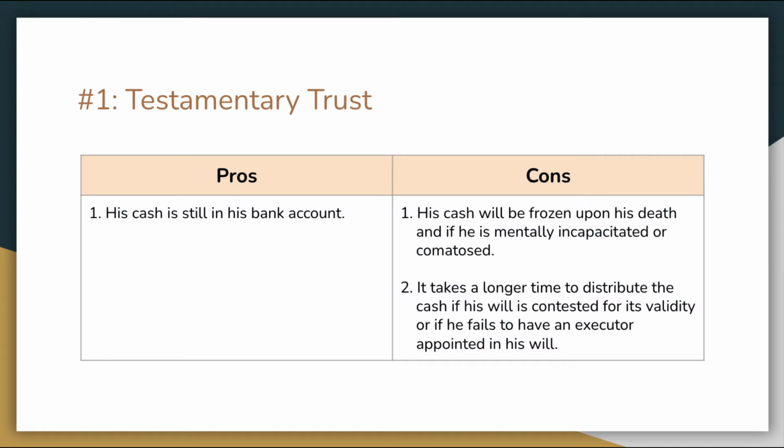So the good thing about having a testamentary trust is that Aaron can still freely use his cash as long as he is healthy and able, because his cash is still in his bank account. But the drawbacks are, number 1, his cash will be frozen upon death, and if he is mentally incapacitated or comatose. And number 2, it could take a longer time for his beneficiaries to receive the cash if his will is contested for its validity, and if he fails to appoint an executor to execute his will.